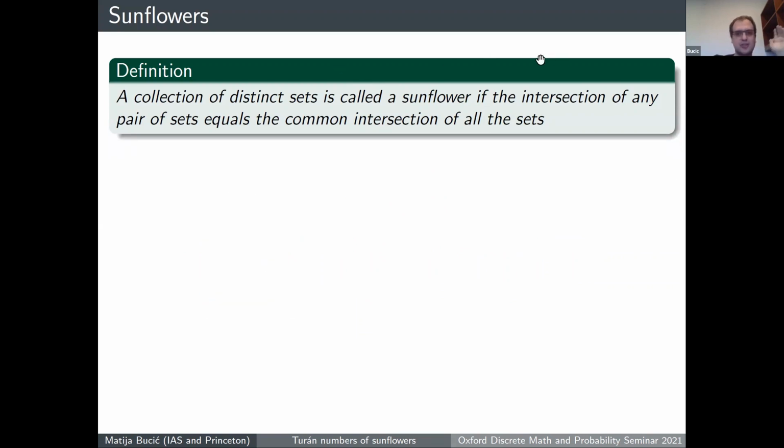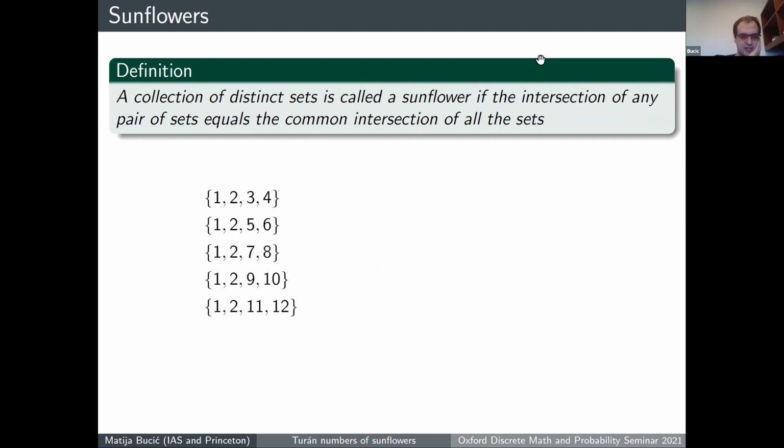No. So, okay, let me start by telling you what a sunflower is. For me, a sunflower is just a collection of sets with a certain property. The property is that if you take any two sets in the collection, their intersection should be the same as the intersection of all of the sets in the family.